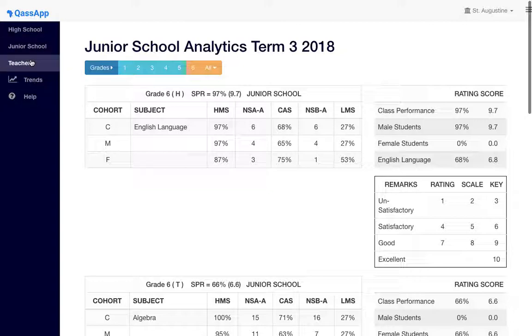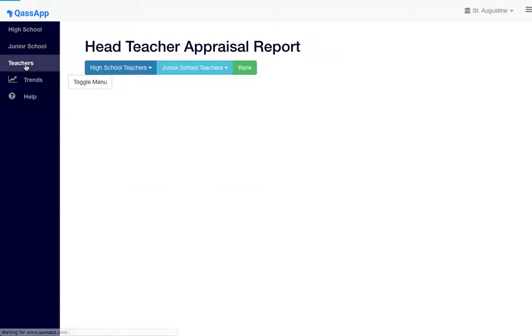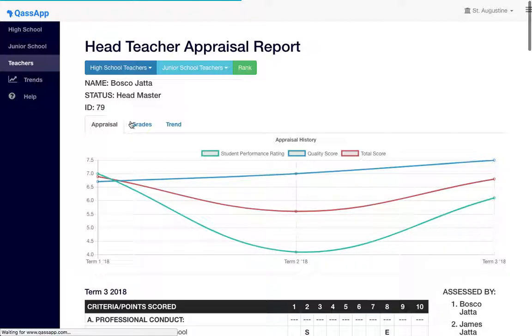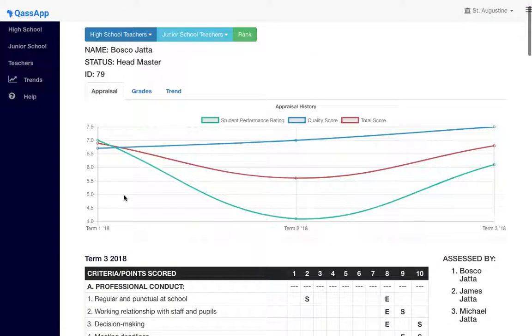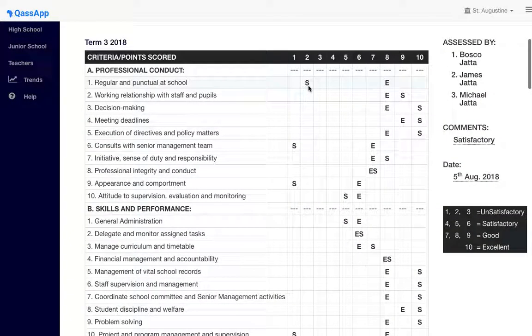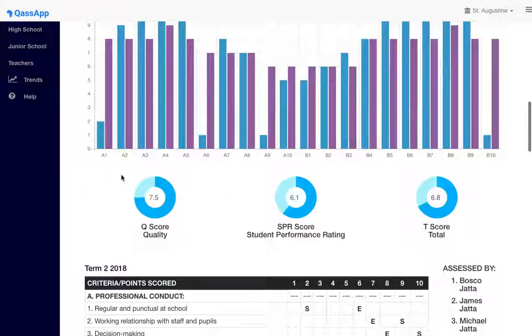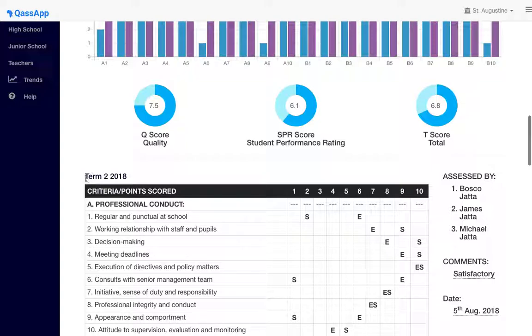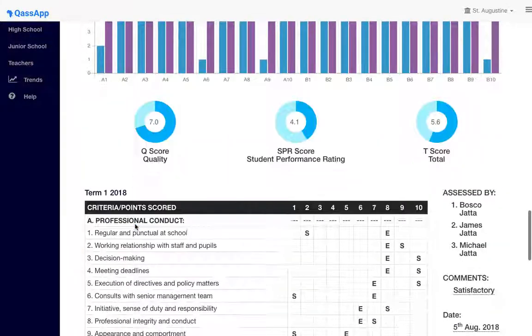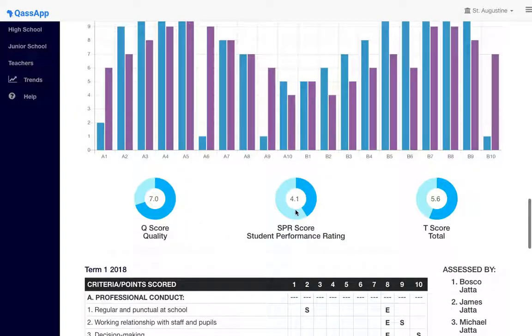self-explanatory. And here on the left, we take a look at teachers, okay? So that's what the whole application is about. It's about teacher assessment analysis, okay? So this is the appraisal. This shows you here the self-score of the teacher and the score given to them by the evaluators. And you look at all the criteria, and this shows you the information for term 3 in 2018, and it goes back. So for example, term 2 in 2018, all the way down to term 1 in 2018. It gives you this information, okay?